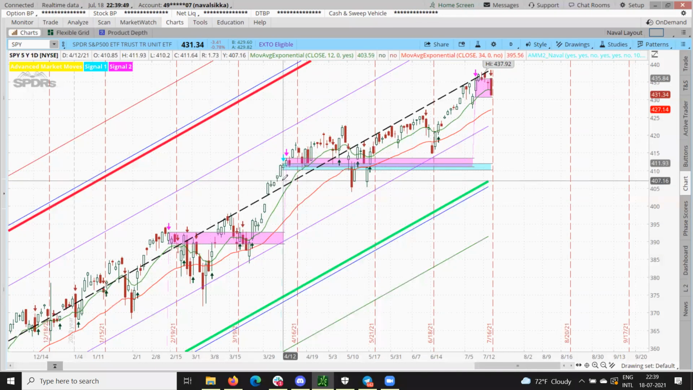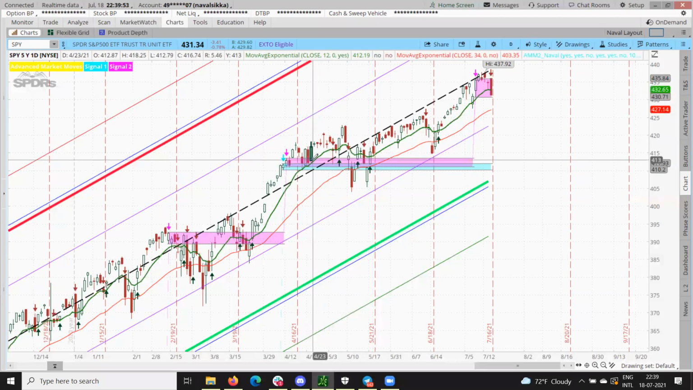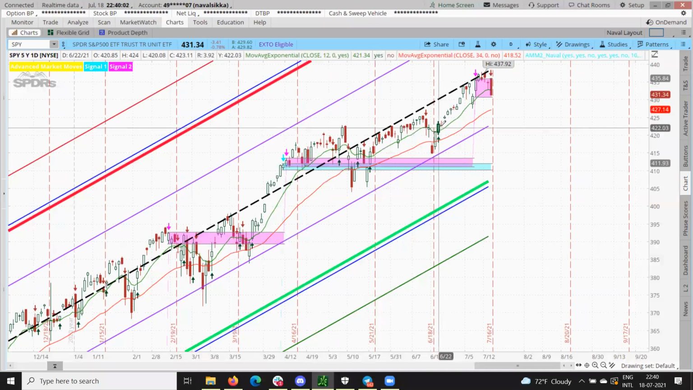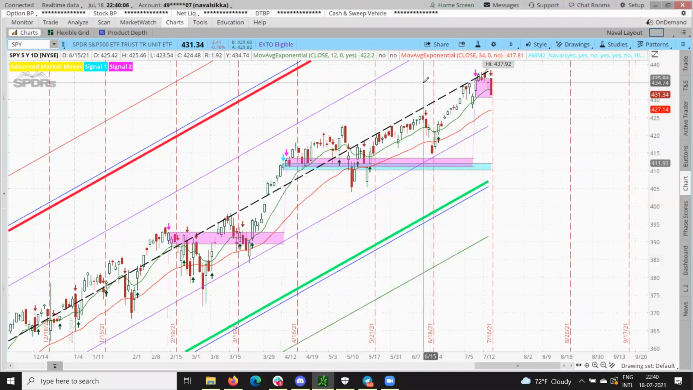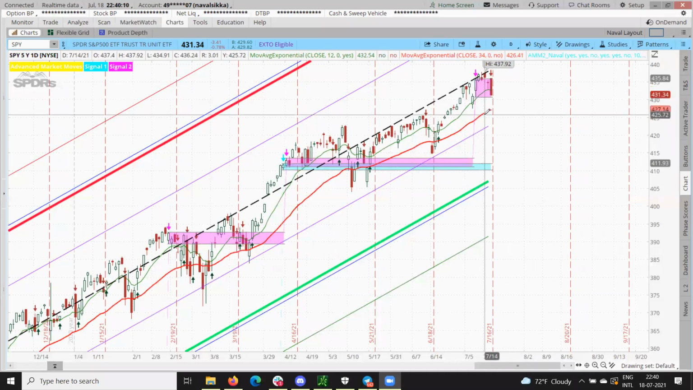There's always a theory which I believe in, that no matter what, a candle tends to come and love the red and the green line. So if a candle breaks out like here, it will go up, test the resistance line, and then come back and test these red and green lines.